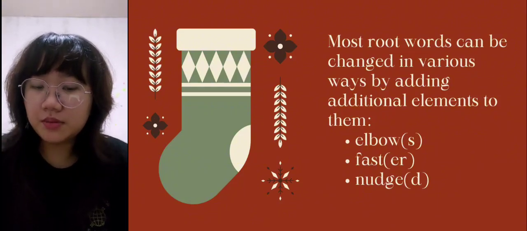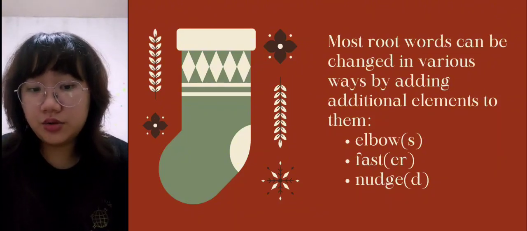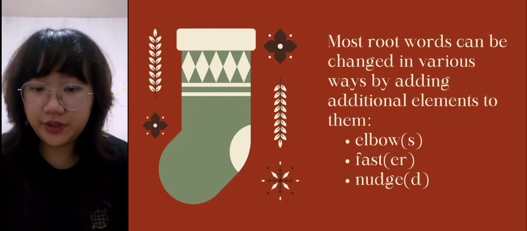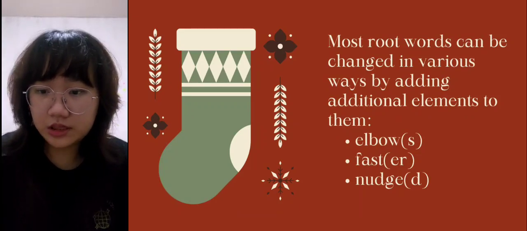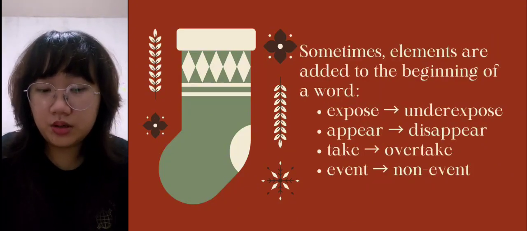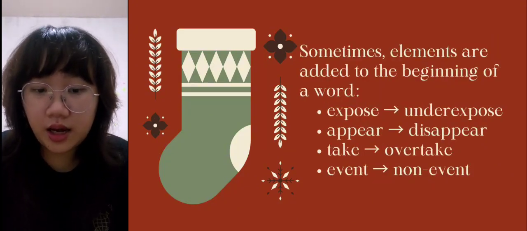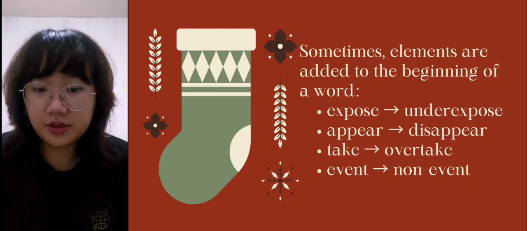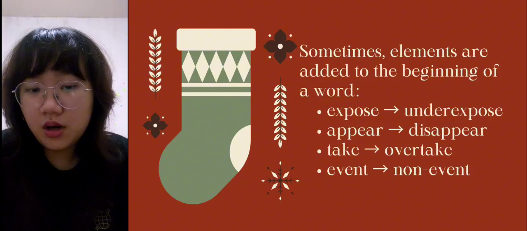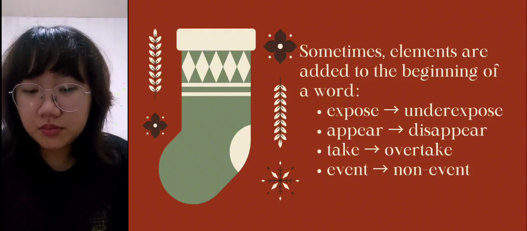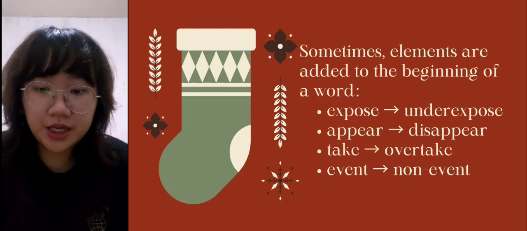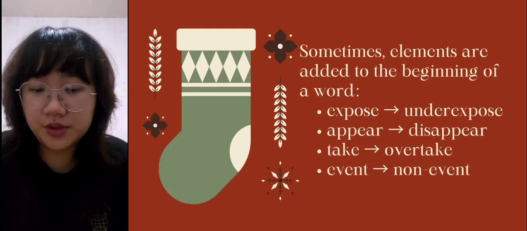Now, sometimes elements are added to the beginning of a word. These are called prefixes. You can see examples of words that have had prefixes added. Expose becomes underexpose. Appear becomes disappear. Take becomes overtake, and event becomes non-event.